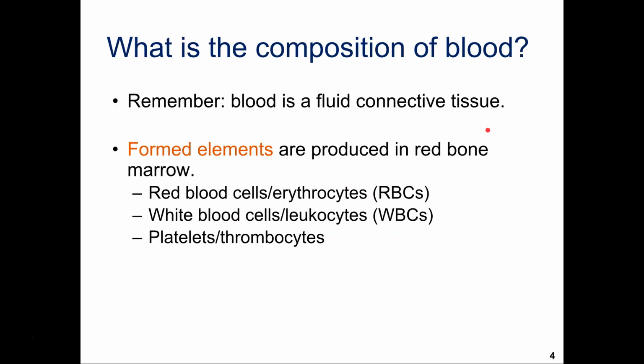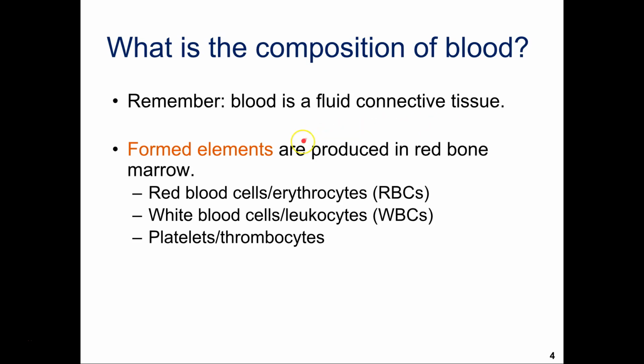So what is blood made out of? And just a reminder here that blood is in fact fluid connective tissue. So there are three formed elements which are all produced in your red bone marrow. There are red blood cells, which are also referred to as erythrocytes, white blood cells, which are also referred to as leukocytes, and there are platelets, which are also referred to as thrombocytes.